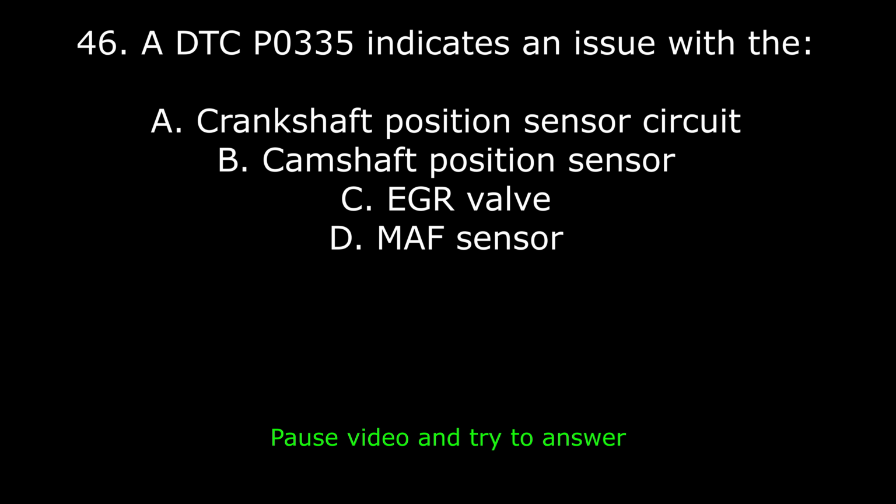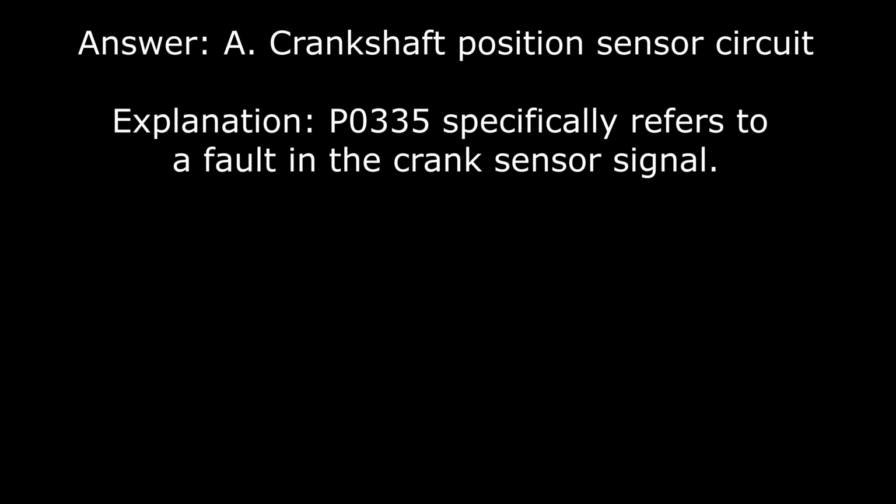46. A DTC P0335 indicates an issue with the: A. Crankshaft position sensor circuit, B. Camshaft position sensor, C. EGR valve, D. MAF sensor. Answer: A. Crankshaft position sensor circuit. Explanation: P0335 specifically refers to a fault in the crank sensor signal.